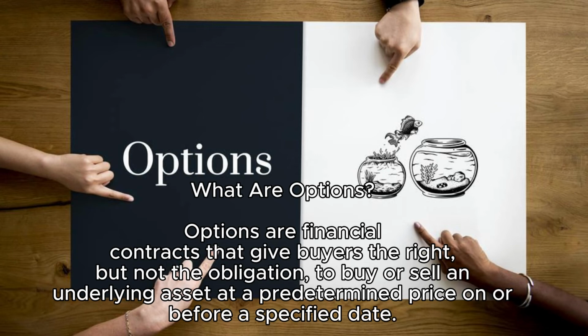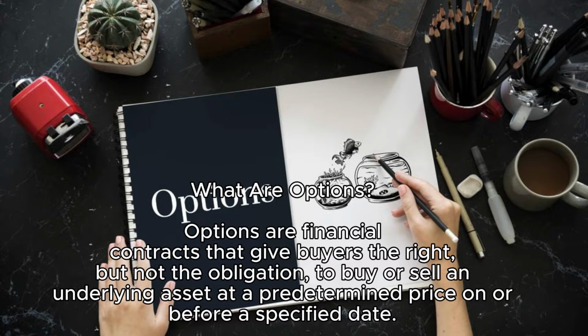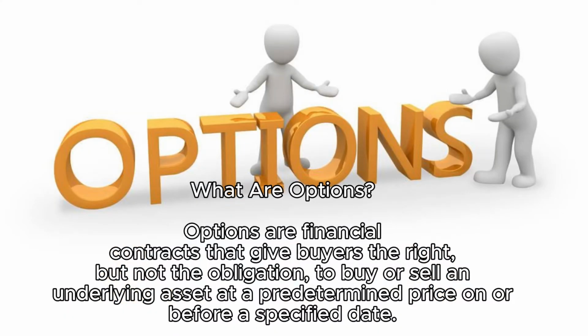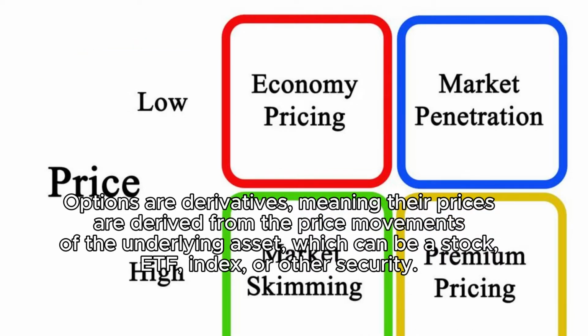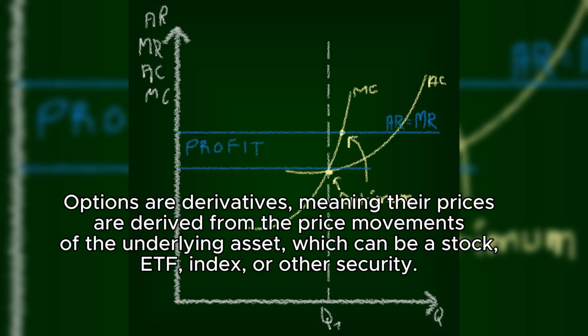What are options? Options are financial contracts that give buyers the right, but not the obligation, to buy or sell an underlying asset at a predetermined price on or before a specified date. Options are derivatives, meaning their prices are derived from the price movements of the underlying asset, which can be a stock, ETF, index, or other security.